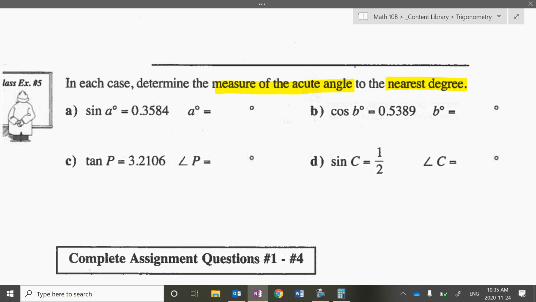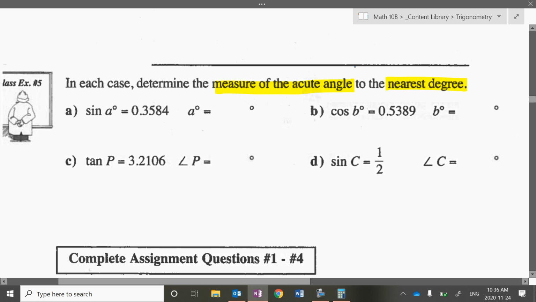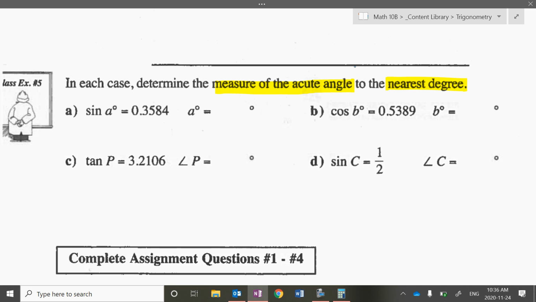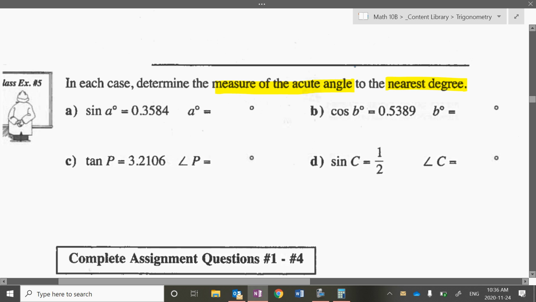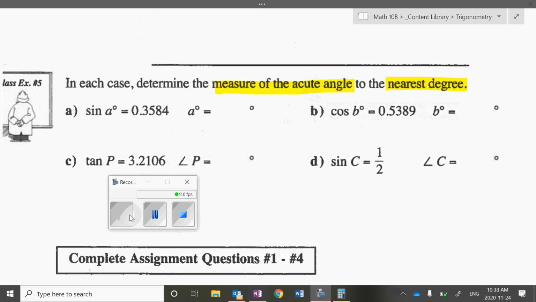Generally speaking, degrees are always whole values because a degree is so small. We generally round to the nearest whole degree. It's the same process. You're still going to press inverse or second sine, second cos, second tan, to find that angle. Gavin, I'll come help you. Okay, so try these 4 to the nearest whole.